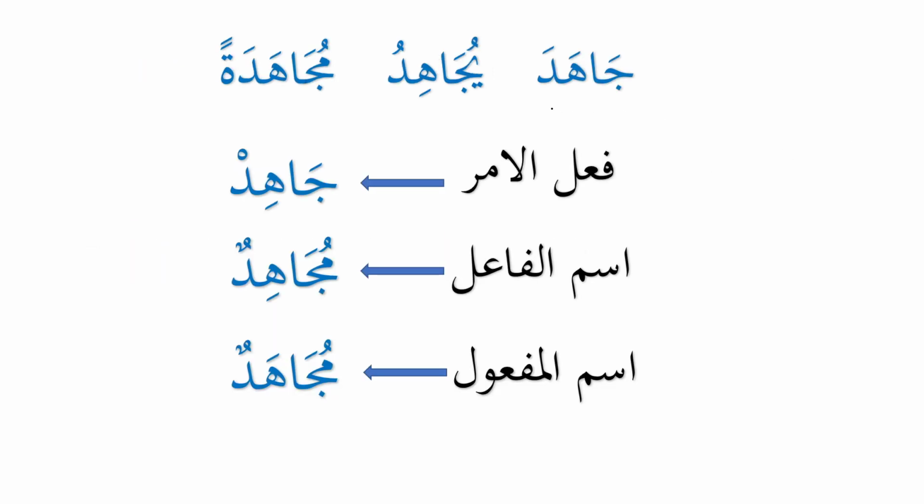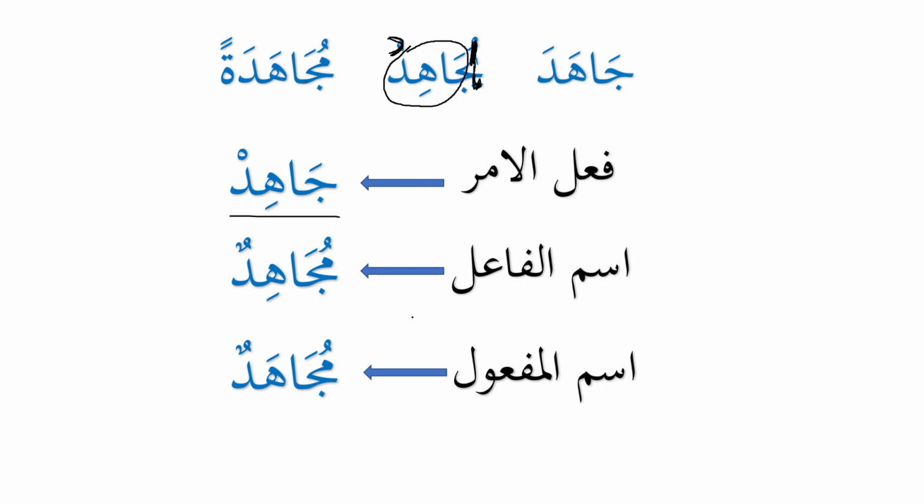So now we see over here Jahada, Yujahidu, Mujahadatan. Fail al-Amr is Jahid. Very simple Fail al-Amr. So basically what happens, as you know, we drop Alamat al-Mudari and we make the ending Sakin. And if it is readable, that means it is ready. Fail al-Amr is ready. So what is Fail al-Amr? Jahid, as we can see over here. So Fail al-Amr is Jahid.